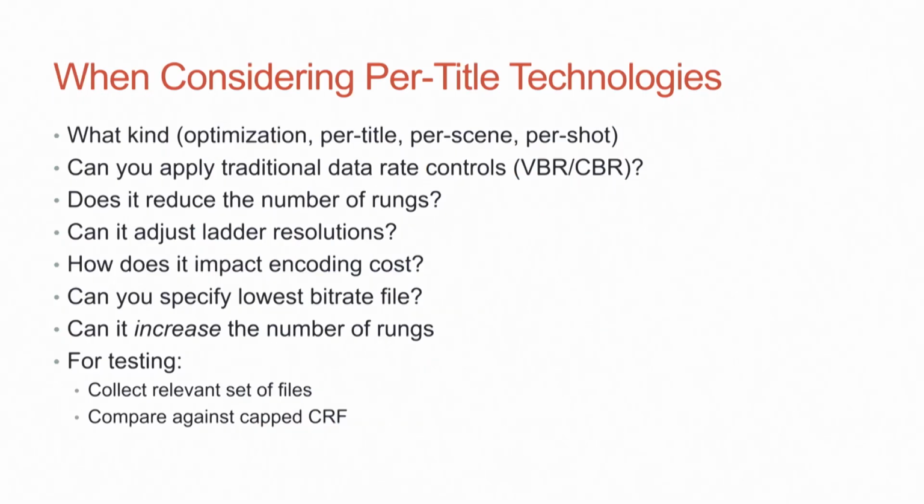So what do you want to take from this? When you're evaluating a per title encoding technology, these are the questions you want to ask. What kind of technology is it? Is it optimization? Is it per title, gauge complexity, apply traditional? Is it per scene, as we saw with rhythm? Is it per shot, as it is with Netflix, and as I think you'll probably see over the next 12 to 18 months from commercial vendors?